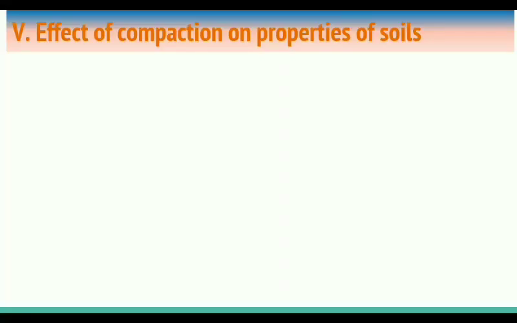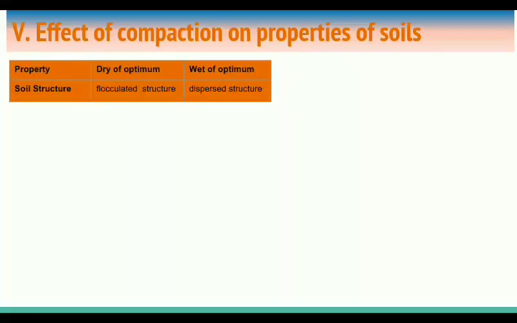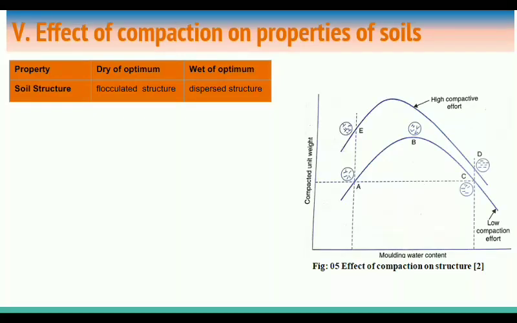Now, the effect of compaction on the properties of soil. The first one is the soil structure. On the dry side of optimum, meaning water content is less than the optimum moisture content, there is a flocculated structure, while on the wet side of optimum, meaning water content is more than the optimum moisture content, the soil structure is a dispersed structure.